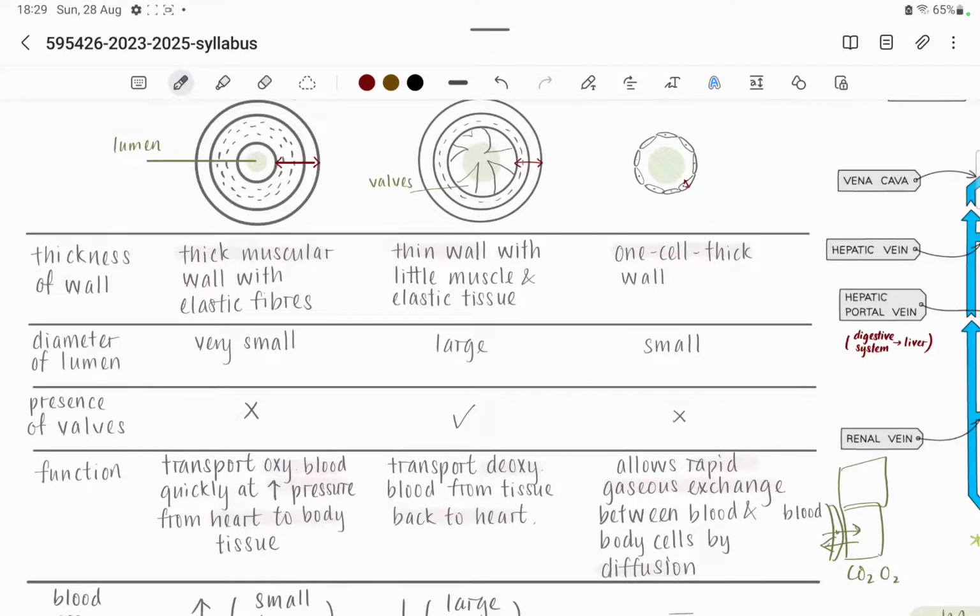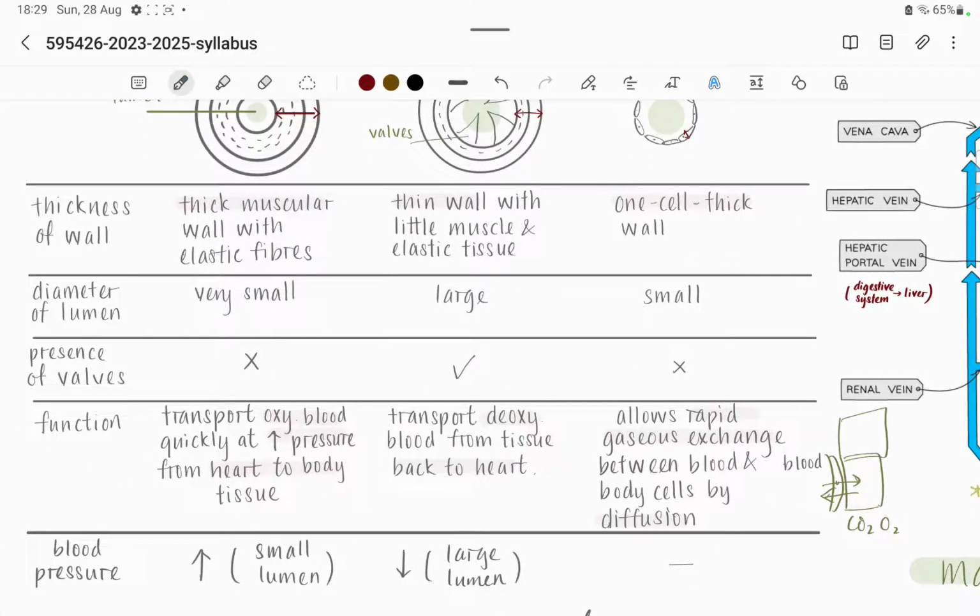Presence of valves: only for vein, because for vein the blood pressure is very low, so you need to have the valve to ensure the blood flows in one direction. Okay, function: transport oxygenated blood quickly at high pressure from heart to body tissue. This one is for artery.